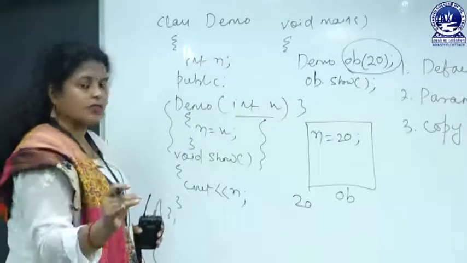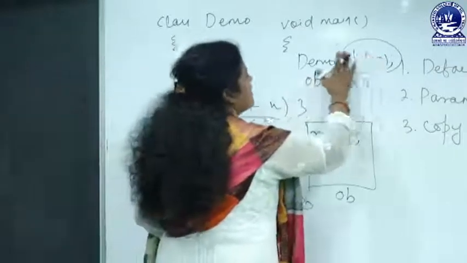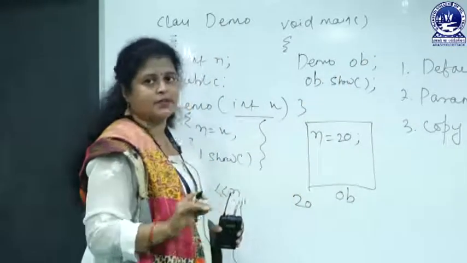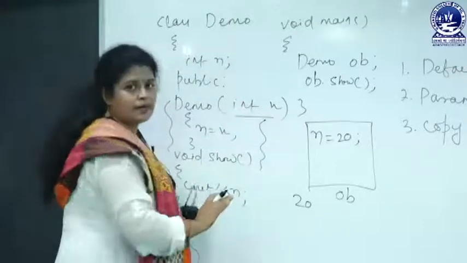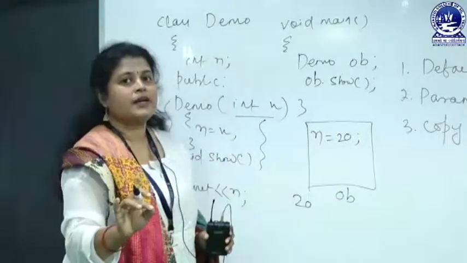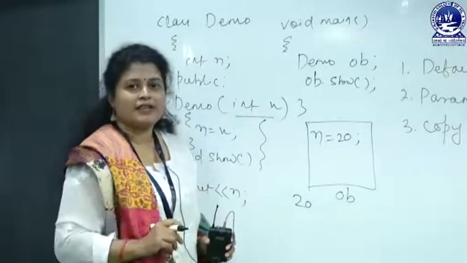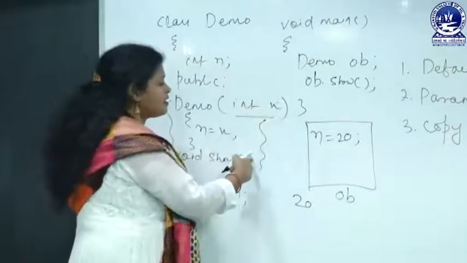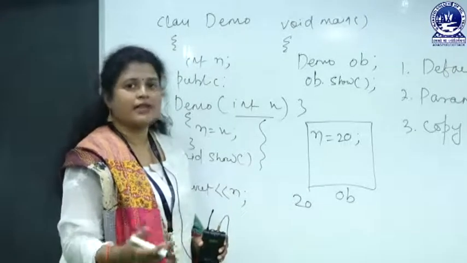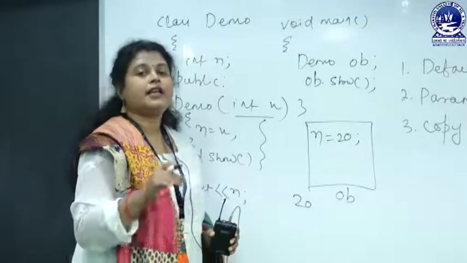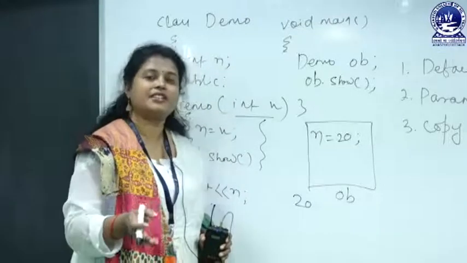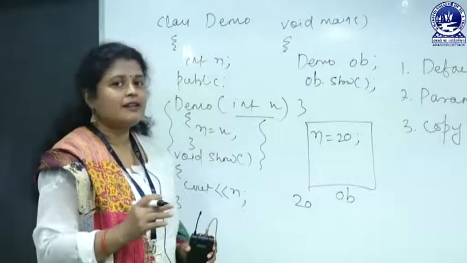Now, I want to tell you one more thing. Suppose by mistake you have used a parameterized constructor, but at the time of creating the object, you write only demo ob and do not pass a parameter. The system will prompt an error, because the constructor will be executed and you are not passing any parameter. This is one important rule: if you are using a parameterized constructor, then it is compulsory to pass the argument. This is the difference between other member functions and constructors.